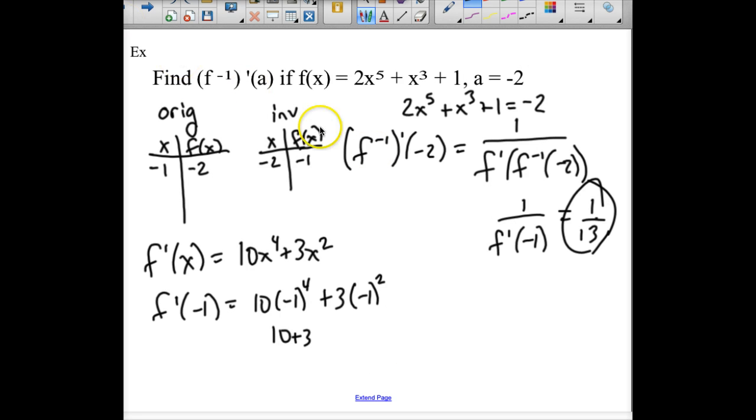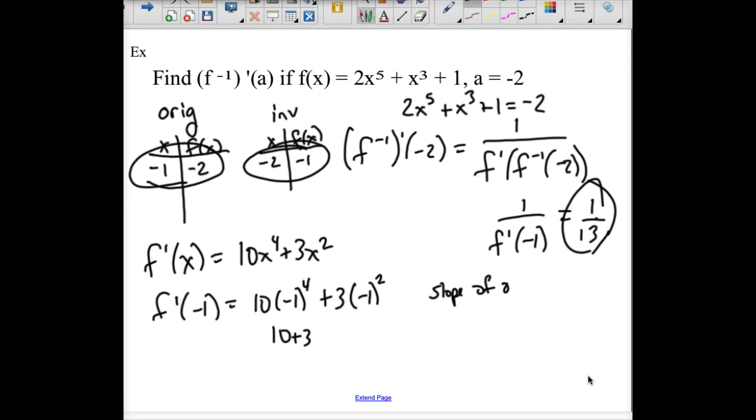So going back to this function, if this is the slope of the inverse at (-2, -1), then what would be the slope of the original function at (-1, -2)? The slope of the original function at (-1, -2) would be the reciprocal of this, so it should be 1/13. Let's check that out.